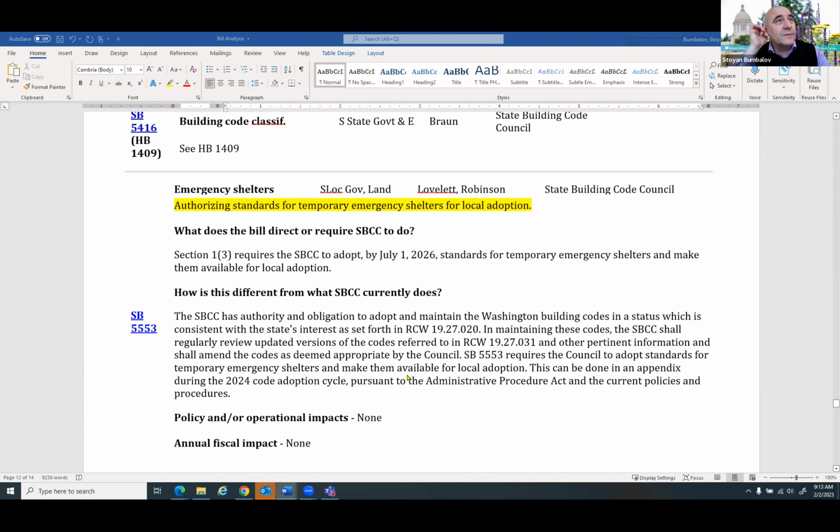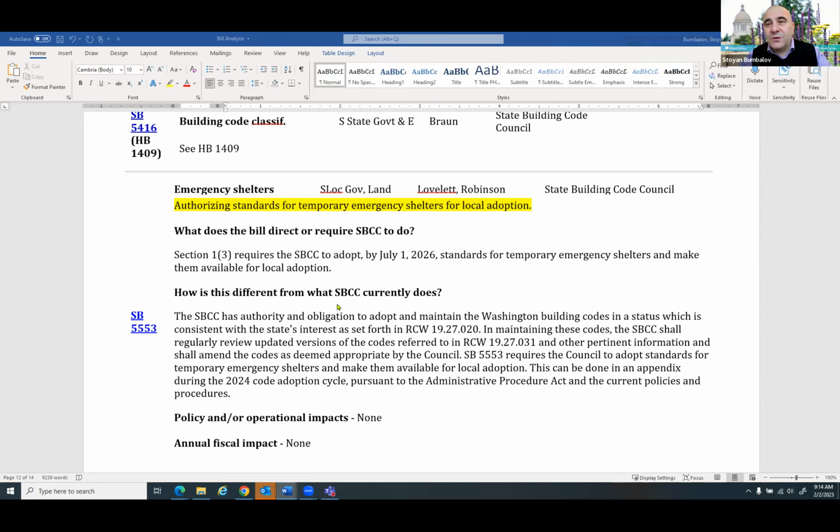This is for the emergency shelters. I talked about it the last time. The sponsors of the bill contacted us in advance, and they changed the effective date, which aligns with our 2024 code adoption cycle. It's still extra work, but I think I have some idea how to do it. If the bill goes in the way it is, it should be an appendix to the building code or residential code or both. This is all I can say.